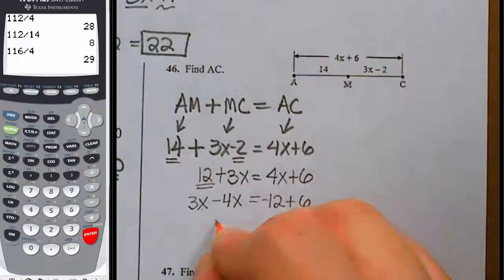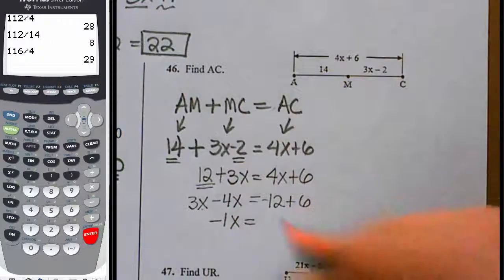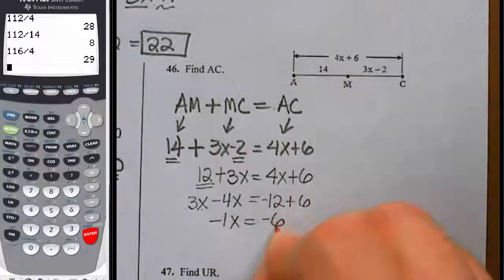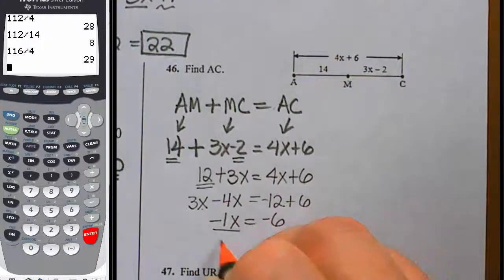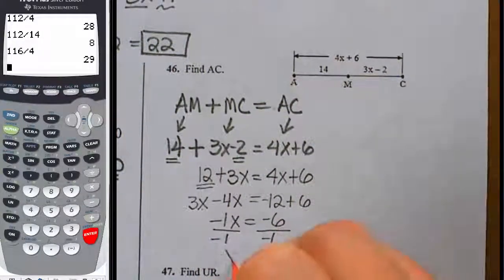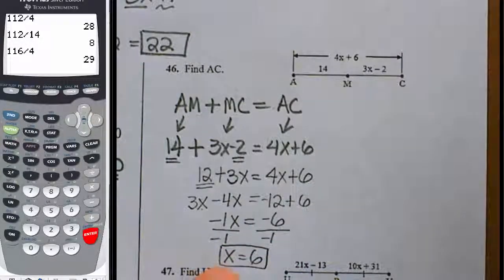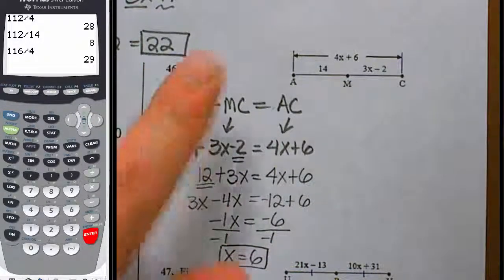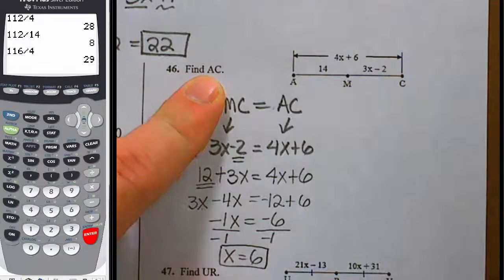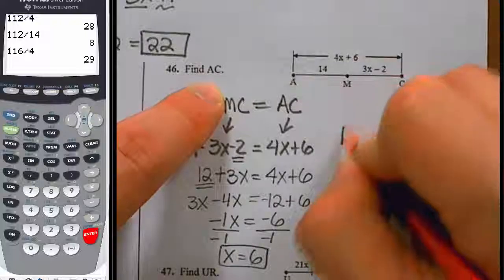3x minus 4x is negative 1x. Negative 12 plus 6 is negative 6. I'm going to divide by negative 1. X equals positive 6. Now be careful. We found an answer, but that's not the final answer. We're going to use this x equals 6 to find the real answer, which is AC.